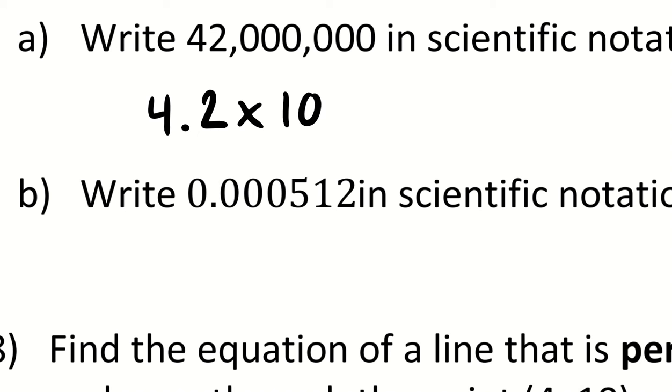I'm starting right here, that's 4.2. And every single time I move this green line to the right one, that's another 10. So I can say I'm going to multiply by 1, 2, 3, 4, 5, 6, 7 tens. So this number is 4.2 times 10 to the 7th power.